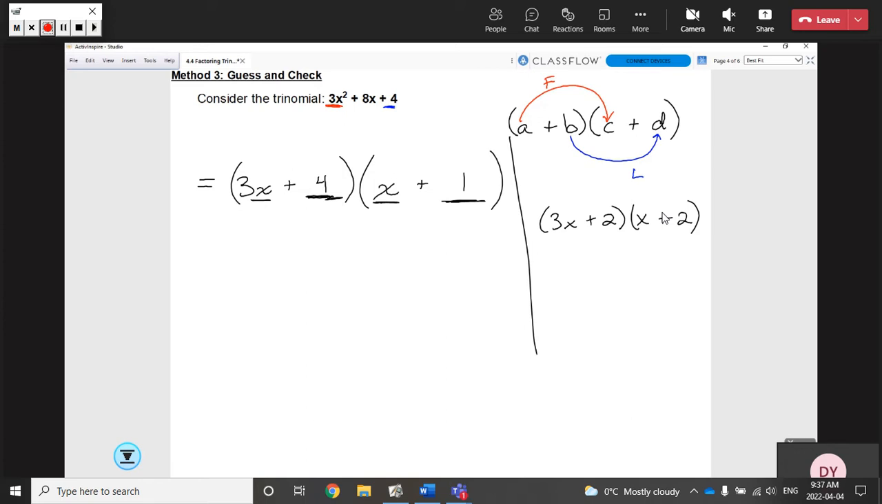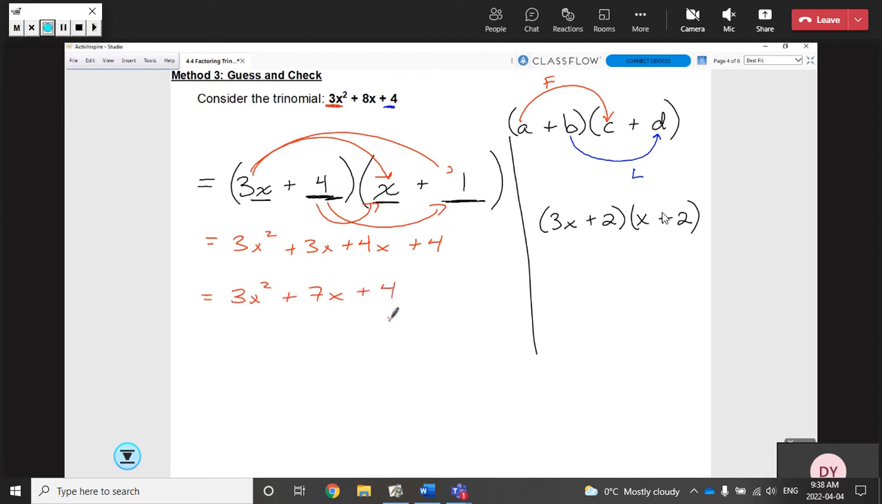Now when we check, we just check using FOIL. So for sure, boom, we get 3x squared plus 3x plus 4x plus 4. And when we bring this all together, it's not 8x. We got 7x here, which we know will not work. Look, we got 3x squared, which is lovely. We got the 4, which is lovely, but the middle two numbers did not actually add up to 7. So we got to think.